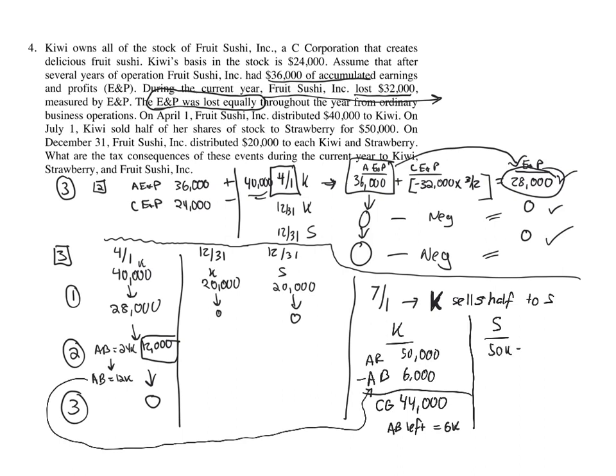Strawberry takes the basis in the stock equal to $50,000. So when we do our analysis, our adjusted basis left over is 6,000. We've got 14,000. I'm sorry, my apologies. $6,000 left. That brings the basis down to 0. We have $14,000 as capital gain distribution. This is going to be all adjusted basis because our adjusted basis equals 50,000. Brings it down to 30,000, and we have 0 here.